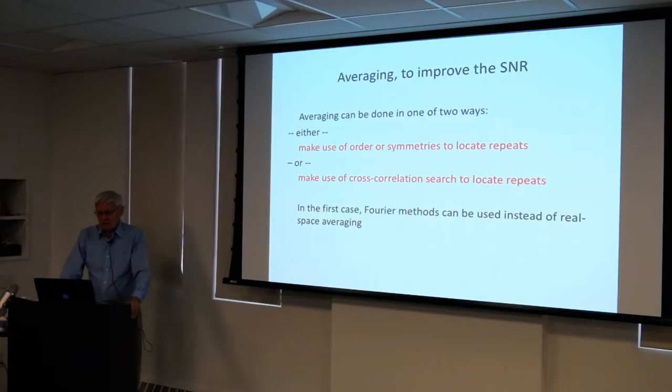So if there's order or symmetries, then there's a way of exactly locating each repeat, because the symmetries show up in the diffraction pattern and the Fourier transform and so forth. So you get all the information that allows you to exactly focus on where a unit is. And it's completely different for single particle because you don't know where it is. And you have to retrieve it, you have to find it, and you have to get it in exactly the same orientation and translation as another one, as a reference structure.